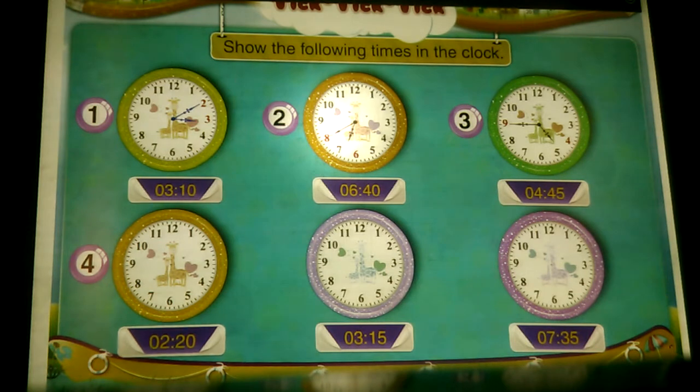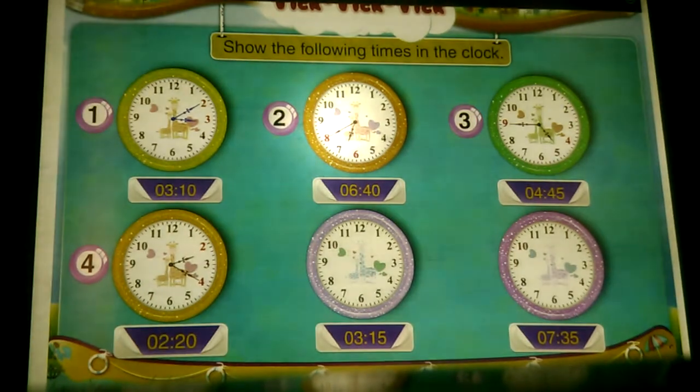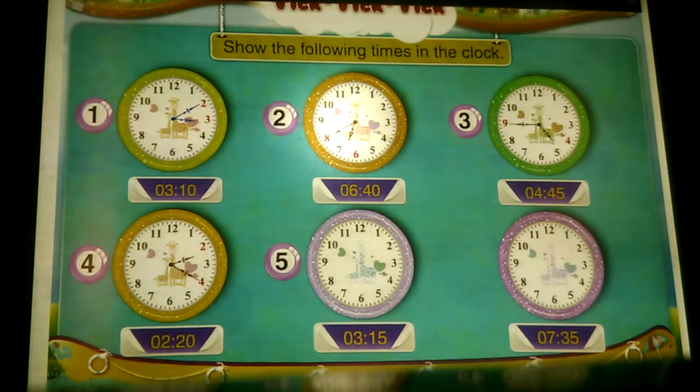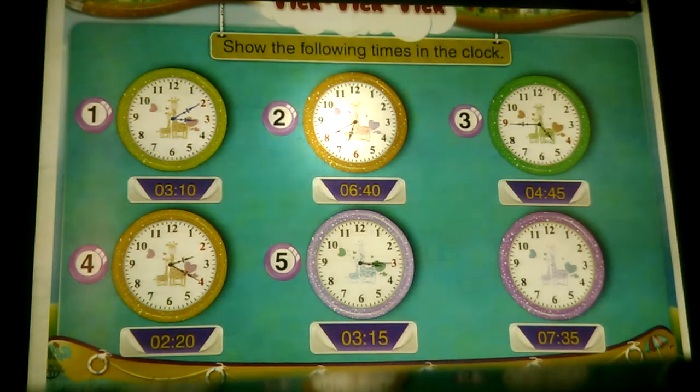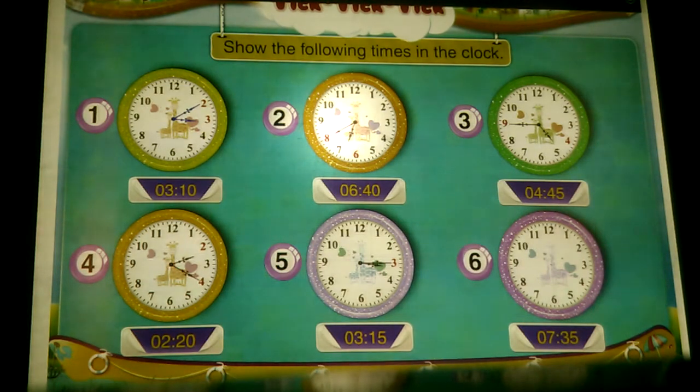Now, we have to show 2:20 in the fourth clock. So, show the hour hand in this way. And the minute hand at 4 in this manner. We have to show 3:15 in the 5th clock. So, show the hour hand at 3 in this way and the minute hand at 3 in this manner. In the 6th clock, in order to show 7:35, show the hour hand at 7 in this way and the minute hand at 7 in this manner.